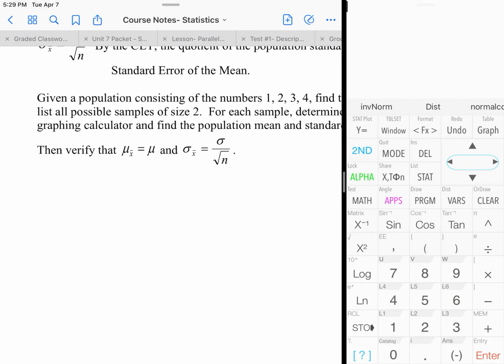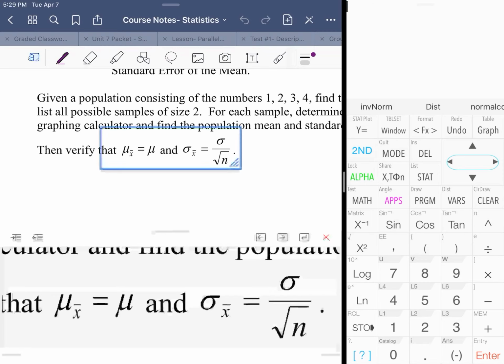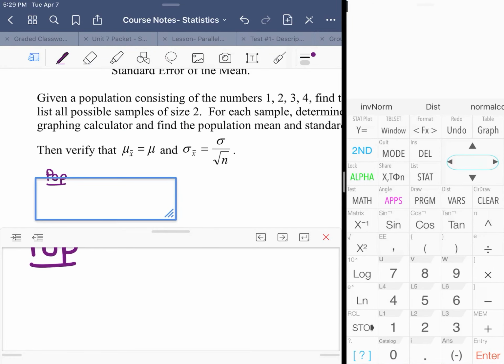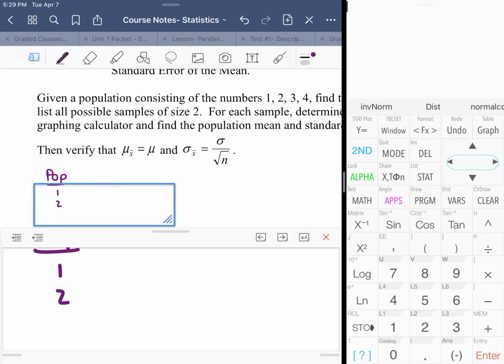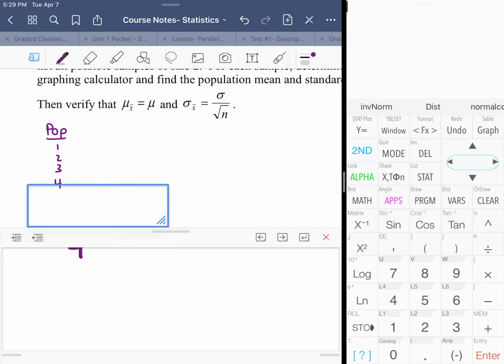So we have a population consisting of the values 1, 2, 3, and 4. All right. So population. Let me get my writing tool here. Population 1, 2, 3, and 4. A vaguely defined population doesn't really come with any clarification as to what it's referencing. But that population will have a mean and a standard deviation, which we can compute.